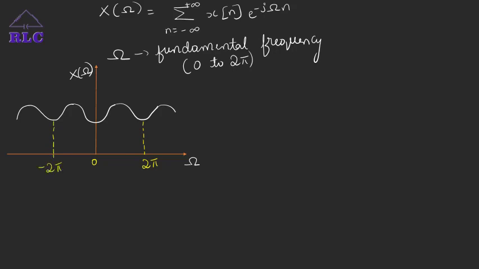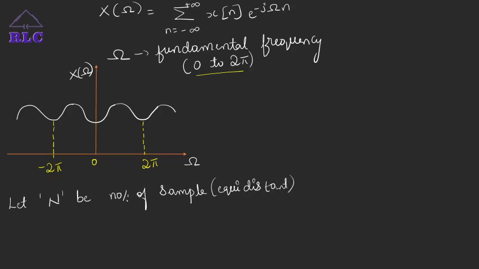Now let's sample this signal. This is the frequency domain signal with a fundamental frequency variable omega ranging from 0 to 2 pi. Let's sample this signal. Let me have N samples. Let N be the number of samples. These samples are equidistant samples.